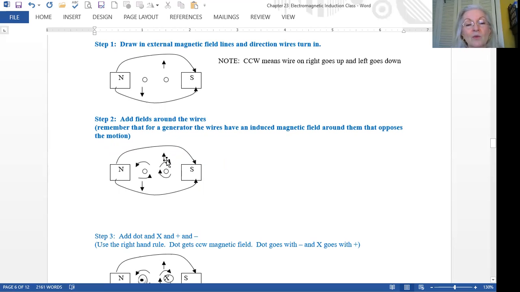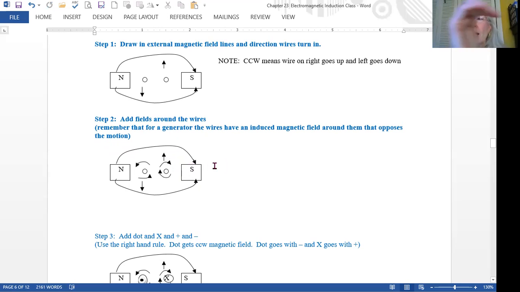So if it goes to the right at the top, it'll swing around and go to the left on the bottom. And the one on the opposite side goes in the opposite direction. So it'll go left on the top and to the right on the bottom and swing around. And now all we have to do is use the right-hand rule to decide which wire gets the dot and which wire gets the X.